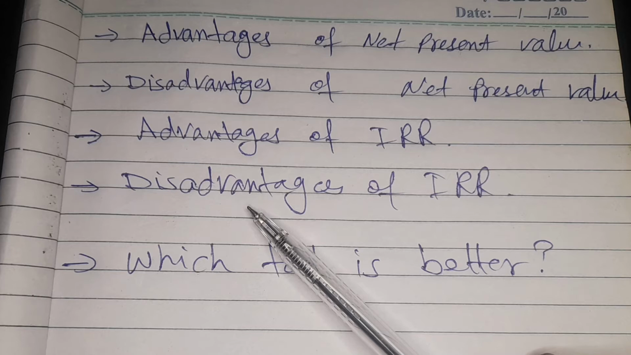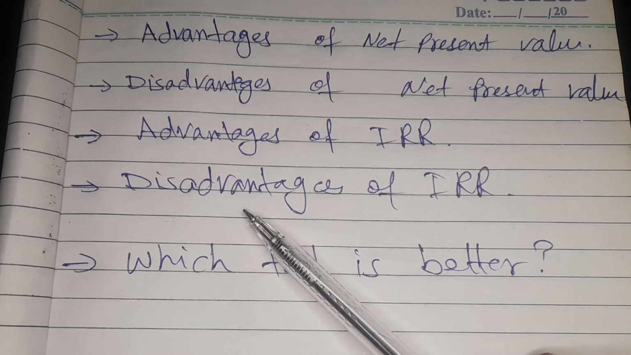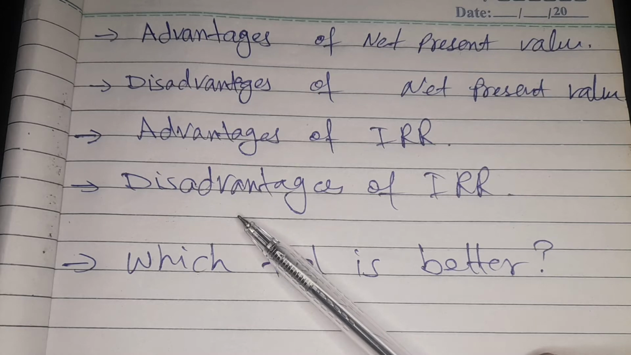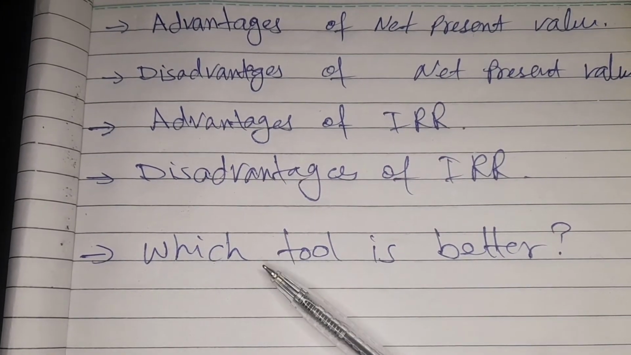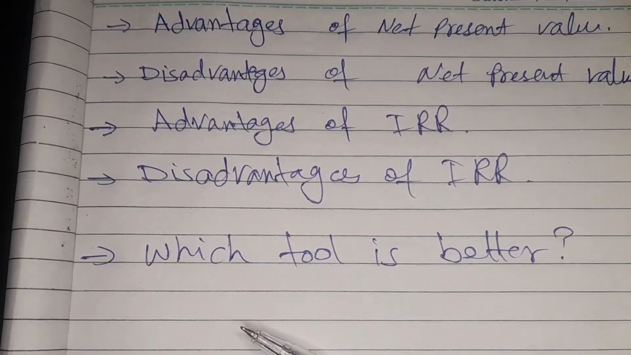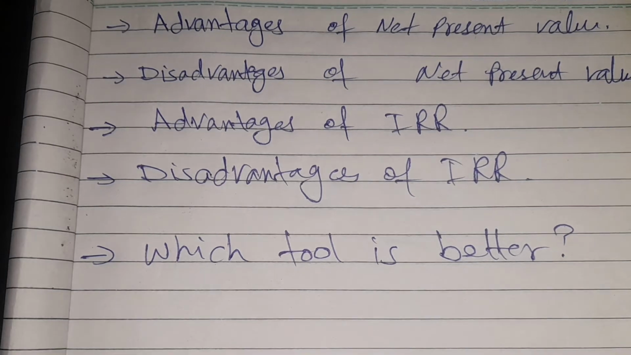The disadvantage of the internal rate of return is, number one, the possibility of producing a ranking of mutually exclusive projects different from the ranking from net present value analysis. This is the first weakness. The second weakness of the IRR is that there is a possibility of multiple internal rates of return, or no internal rate of return for the project. In this way we cannot conclude and cannot get a result from the IRR, so we have to use another tool like net present value.